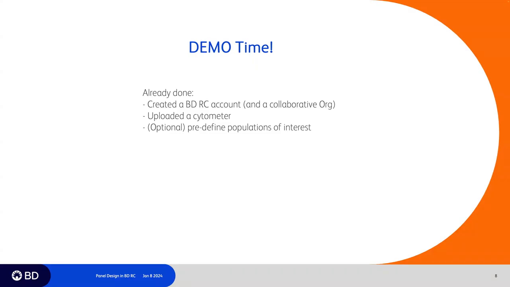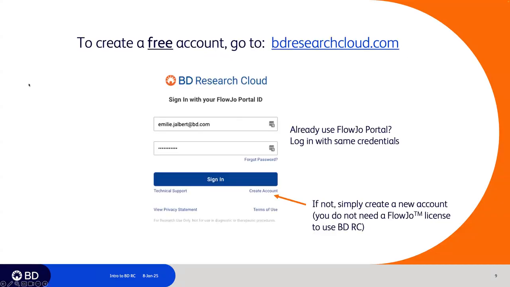What I was going to say is if you're not familiar with BDRC, to create a free account, all you have to do is go to bdresearchcloud.com and enter your FlowJo portal ID credentials if you have them. If you do not have them, not a problem, just press the create account button and it'll create those credentials for you. You do not need to have a FlowJo license to have a BD Research Cloud account, so anyone can sign up here.